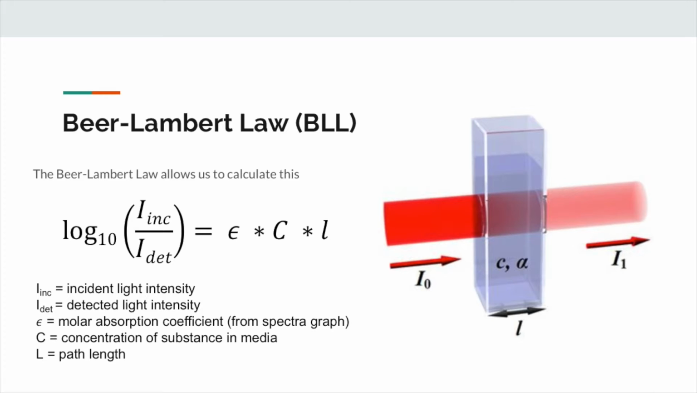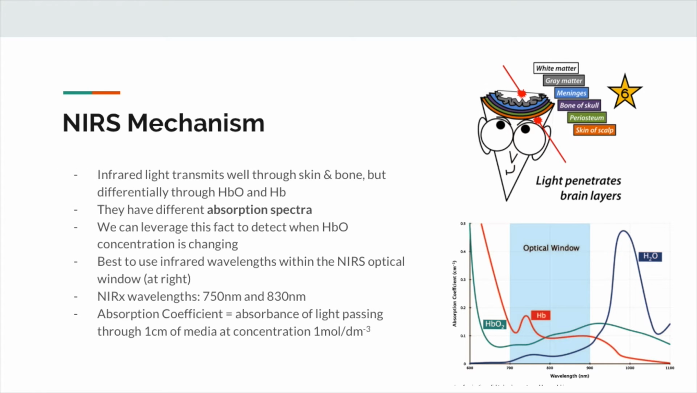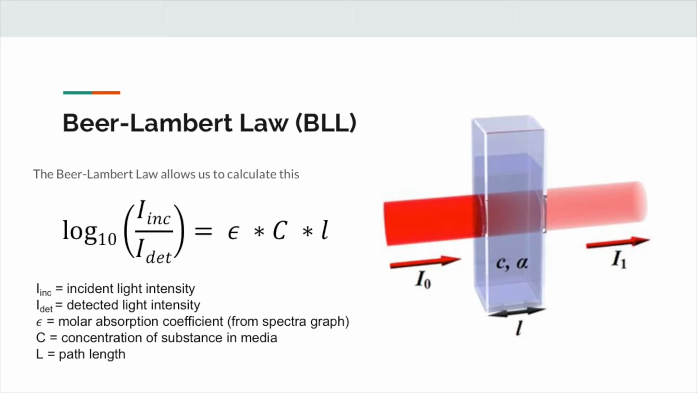Let's see, the molar absorption coefficient is that epsilon value, and that is just the absorption coefficient from the graph like this. And then the other important variables, again, are concentration of the substance in the media and the path length. Sometimes you'll see this equation abbreviated with no C or no L, and that's just because they're assuming a path length of 1 or a concentration of 100%.